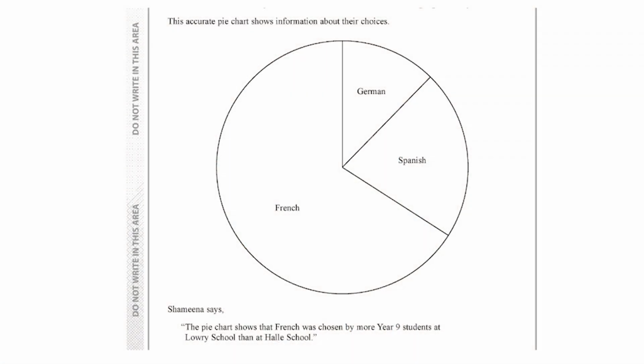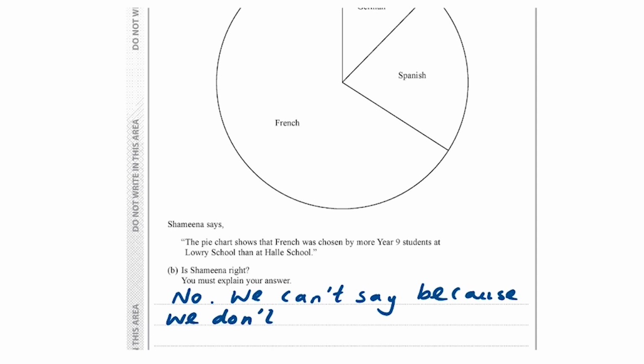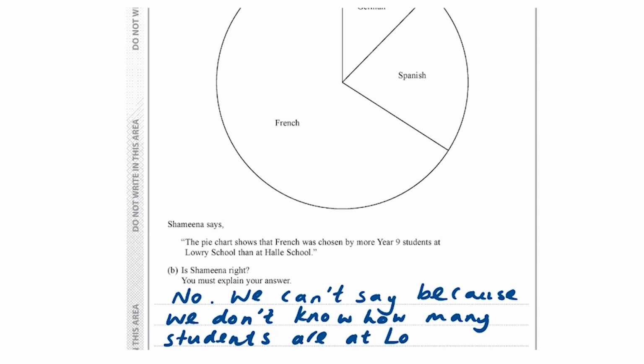So the second part, we've got this new pie chart that we've been given, and this statement. Shamina says that the pie chart shows that French was chosen by more Year 9 students at Lowry School than at Hull School. Is Shamina right? And you must explain your answer. Well, we don't know how many students there are at Lowry School. It looks like French is more popular at Lowry School, but for all we know, there might only be 10 students at Lowry School. So the number of people choosing French, there might only be 6 of them. So no, Shamina isn't right, and we can't say because we don't know how many students are at Lowry School.